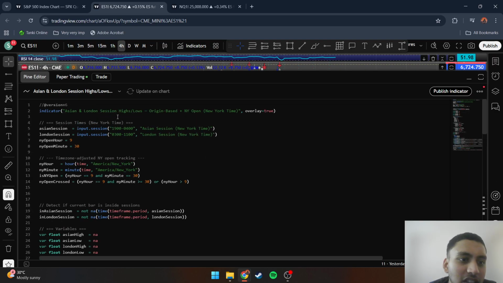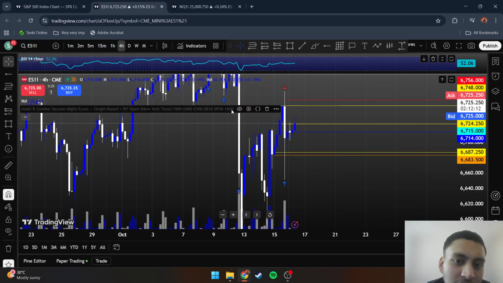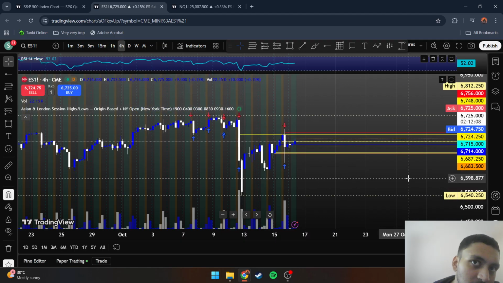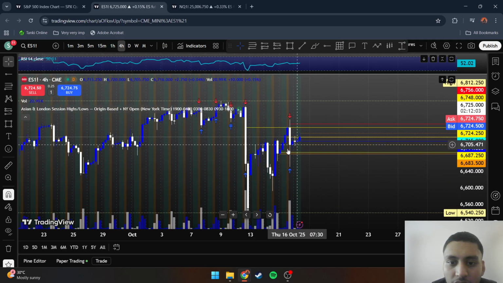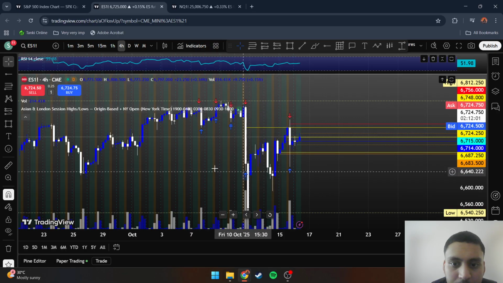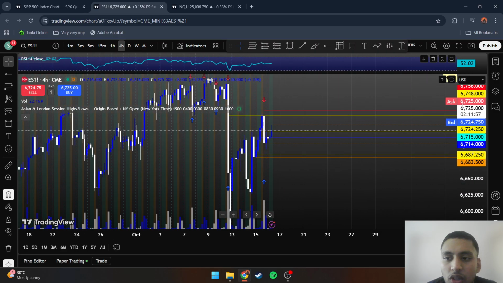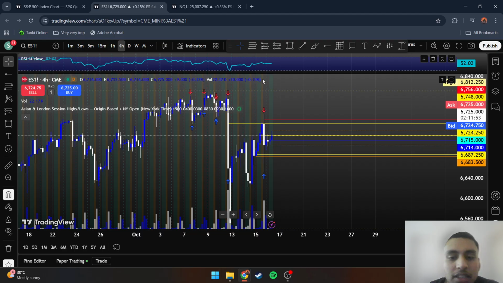code. Basically, it's a code that marks Asian and London session highs and lows. It marks out the Asian session high and low, and the London session high and low before each session, New York session. I trade the New York session, and that's important because I trade the ES.